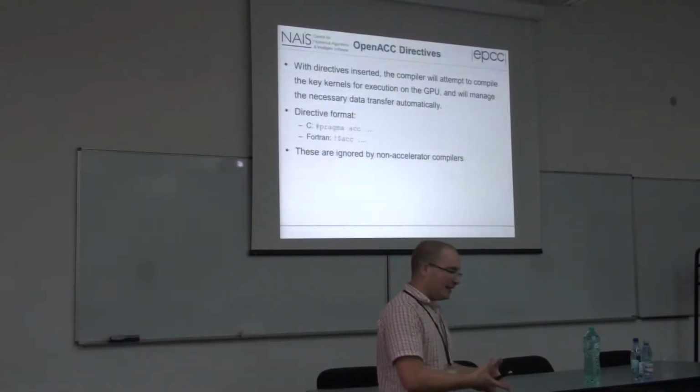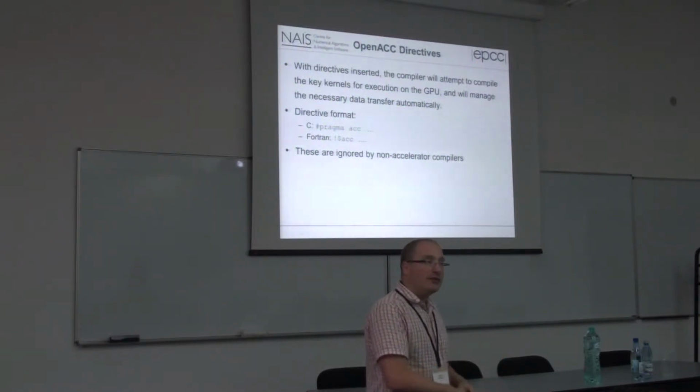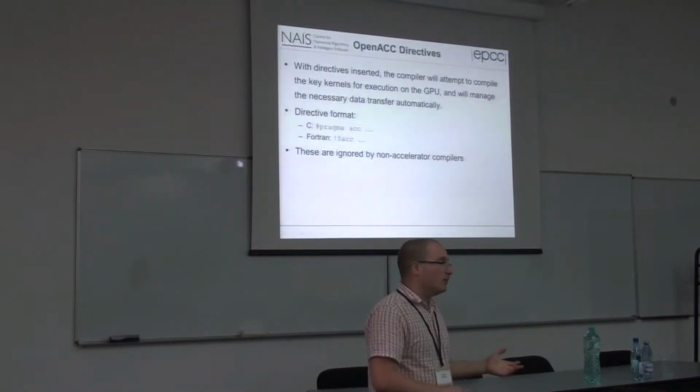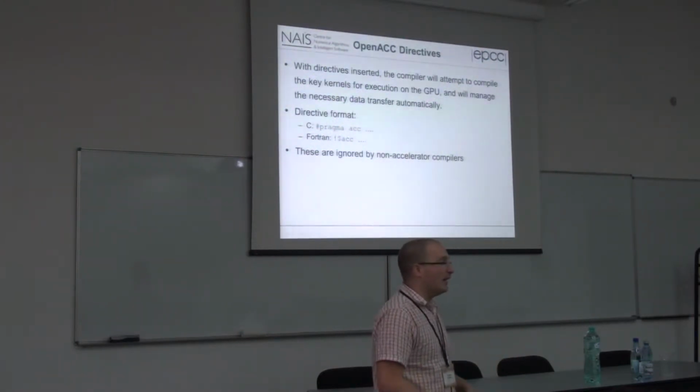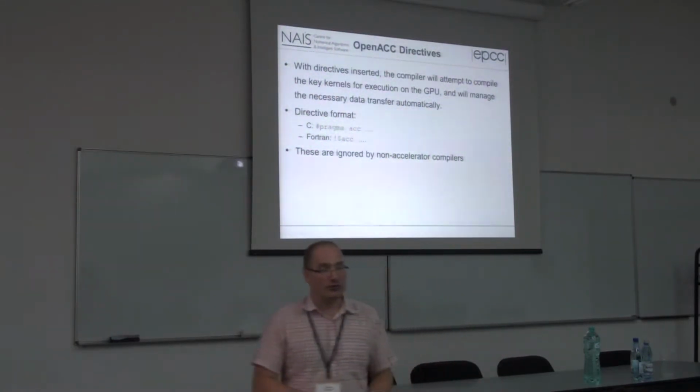So the idea here is that we're going to add some stuff to our program, but because it's just directives, we can use the same program on the CPU or the GPU, depending on how we compile it. If we compile it with OpenACC turned on, it should run on the GPU, and if we compile it with it turned off, it should run on the CPU.